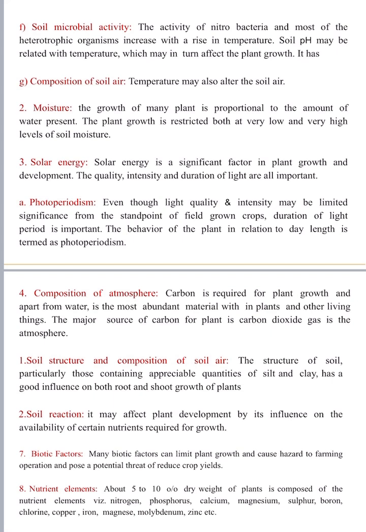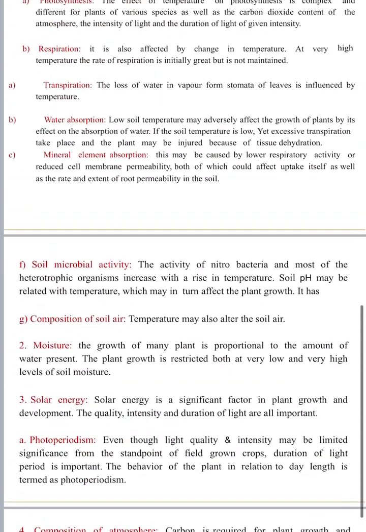Here we have to see about the soil reaction. It may affect plant development by its influence on the availability of certain nutrients required for growth, and on growth restricting substances. Also, normal development of plants can be restricted or stopped completely by toxic substances. Toxic atmosphere substance means that the quality of the atmosphere surrounding the above-ground parts of plants may under certain conditions influence growth. These are called the external and internal growth factors.